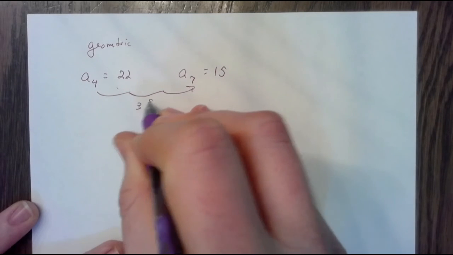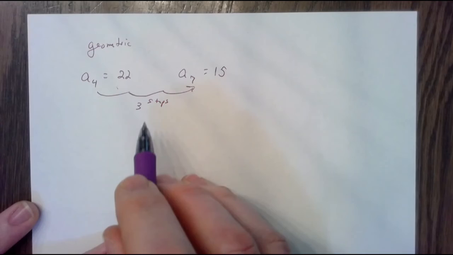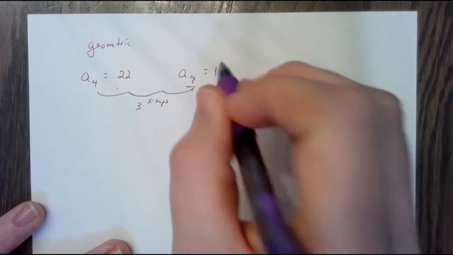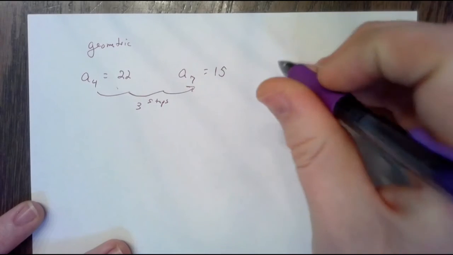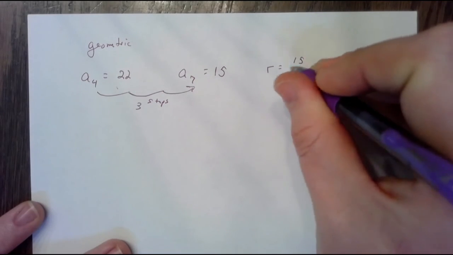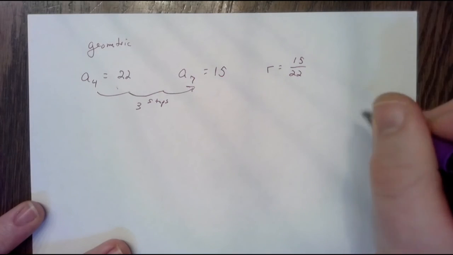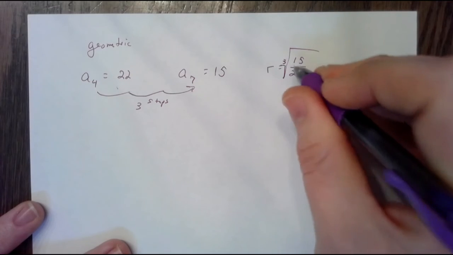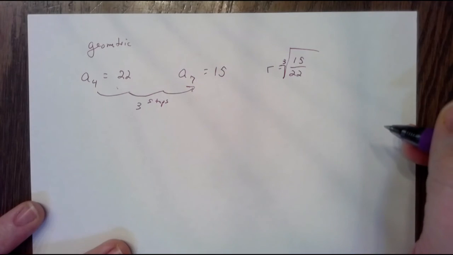So here, what I'm going to do is find r. It's going to be 15 divided by 22. But I need to do that in 3 multiplicative steps, so I'm going to take the cube root of that number. So the answer here is r is equal to the cube root of 15 twenty-seconds, right? And now I can kind of go back here, right? So here I can start to write my formula.